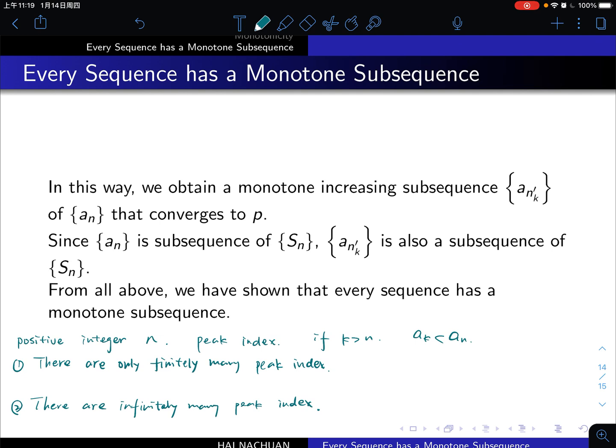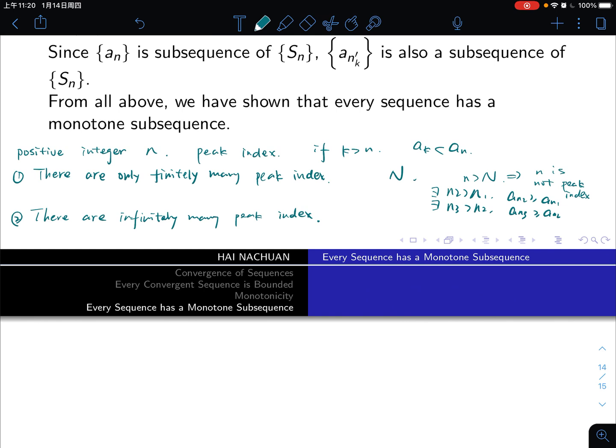In case 1, we can let the big N be the largest peak index. So any small n bigger than N is not a peak index. So there exists n2 bigger than n1 satisfying an2 bigger than an1, and there exists n3 bigger than n2 satisfying an3 bigger than an2. So we can have a subsequence an1, an2, an3, and that is increasing. It is an increasing subsequence.